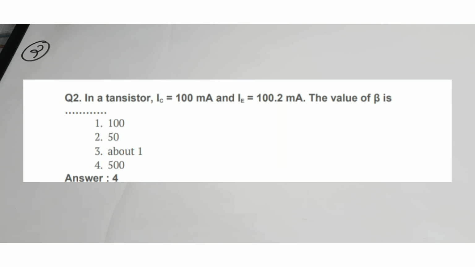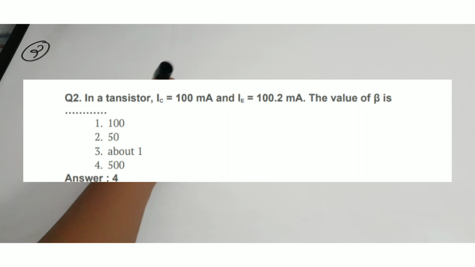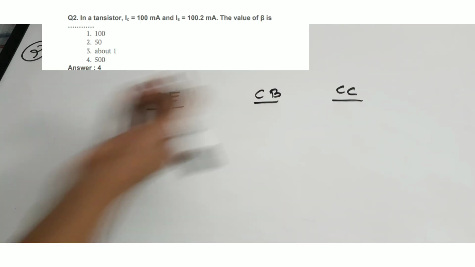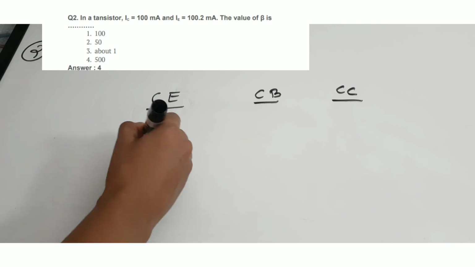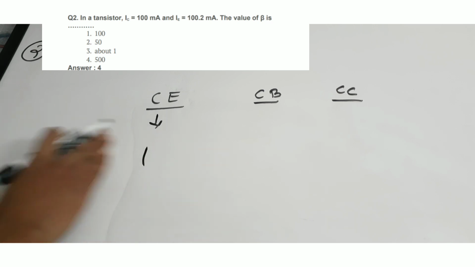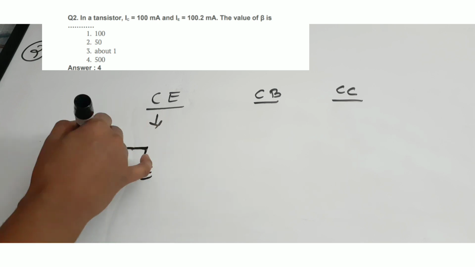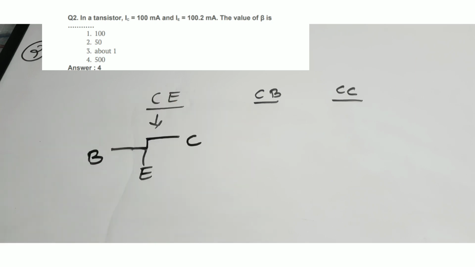Anyway, let us have a look at the common emitter configuration. There are 3 types of configuration: common emitter, common base, and then common collector. Now we are going to see the common emitter configuration. Just like its name is indicating, the emitter is common. We are going to apply the input to the base terminal of the transistor, and the output we are going to take from the collector terminal.